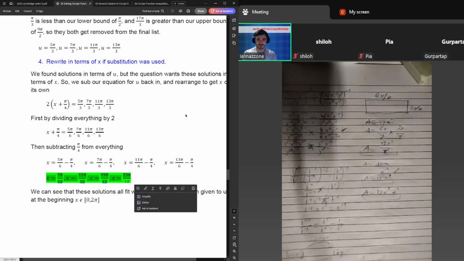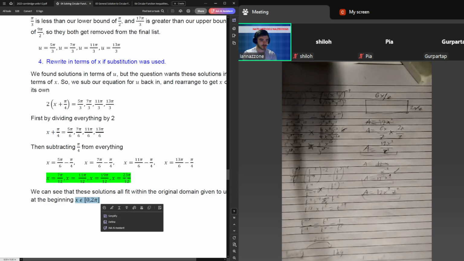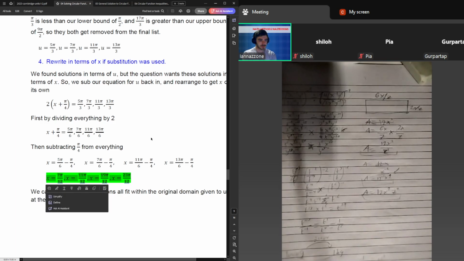But yeah, that's going to get everything back in terms of x. And if you compare that back to our original domain of 0 to 2 pi, you'll see that everything fits in there, and there's no spillover. You can see this one was really close to it too. 23 pi over 12, that's almost 24 pi over 12, which is almost 2 pi.